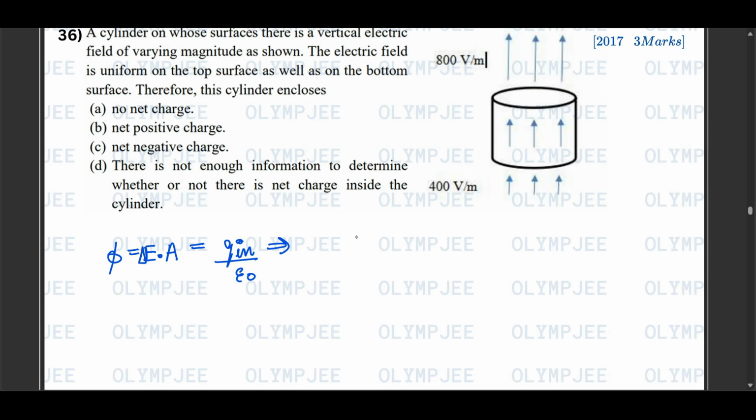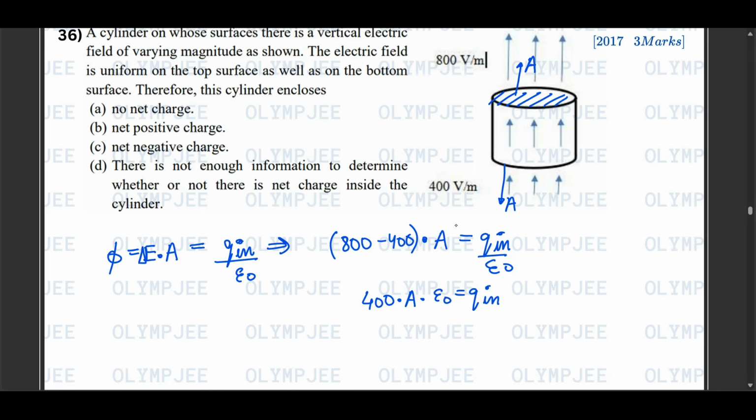So we will get 800 minus 400 multiplied by A, because we are taking minus because here the A will be in this direction and here it will be in this direction, right? So 800A minus 400A, because the dot product will give minus here. So this will become Q in by epsilon naught, which means 400 multiplied by A. A is the surface area of this, multiplied by epsilon naught is equal to Q in. So from here we will get that the net charge is positive inside the cylinder.